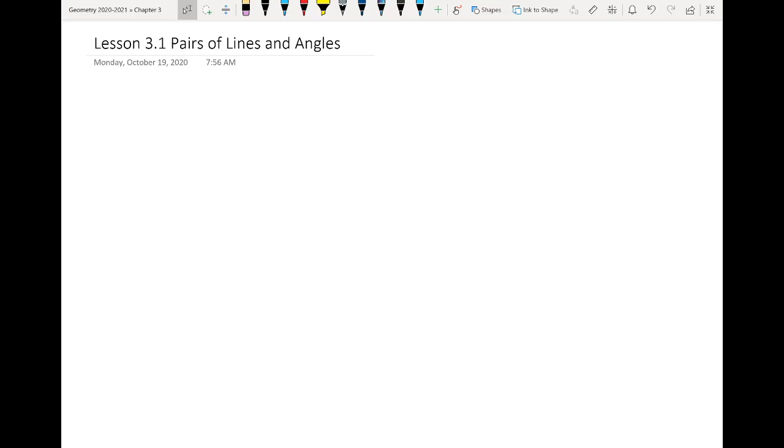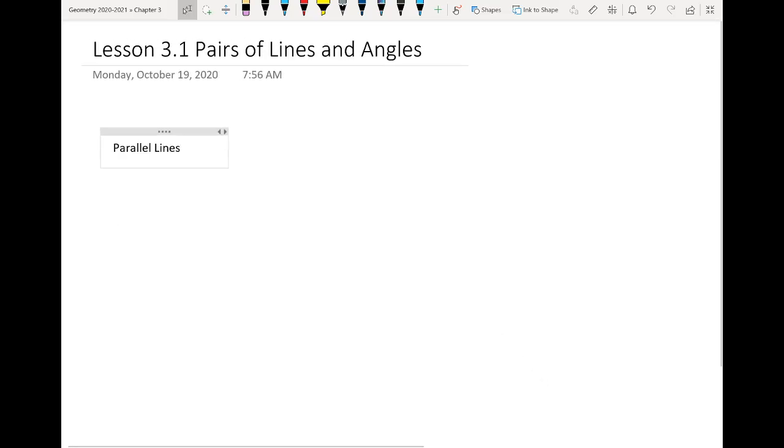Morning, Saintsmen. This morning we are going to tackle the next chapter, which is chapter 3, regarding parallel lines and perpendicular lines. There's a handful of definitions that we want to make sure we establish as we begin. The first is the notion of parallel lines. Parallel lines are coplanar lines that never intersect.